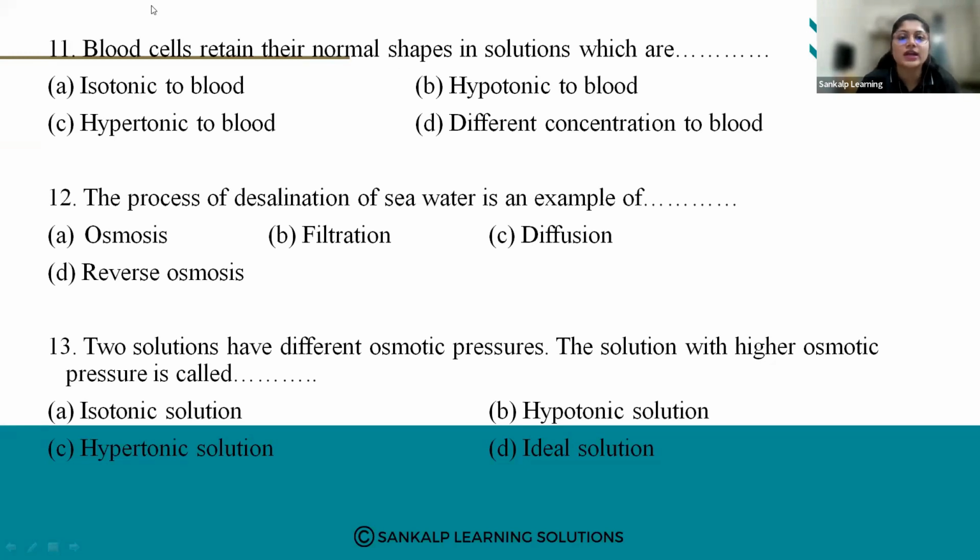So we'll start with the MCQ questions. The first question: blood cells retain their normal shapes in solutions which are A. Isotonic to blood, B. Hypotonic to blood, C. Hypertonic to blood, and D. Different concentration to blood.